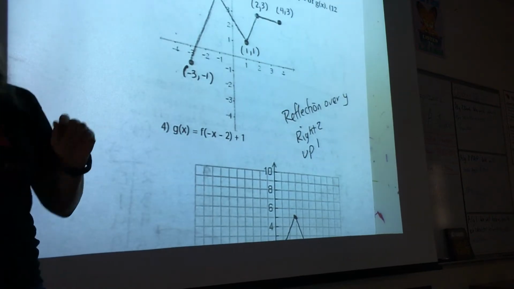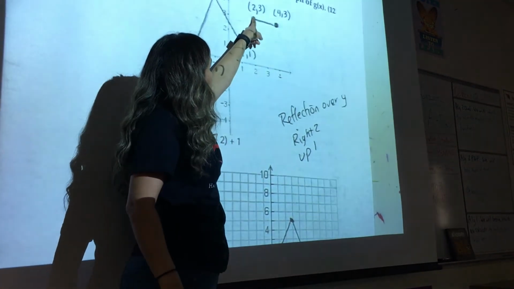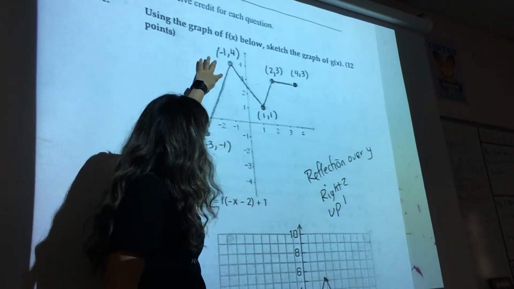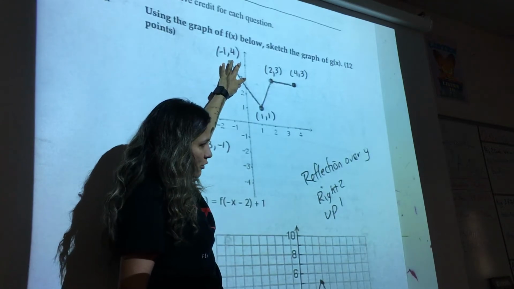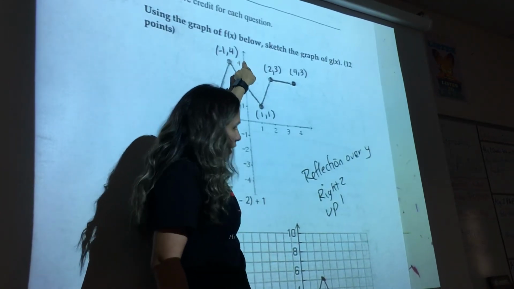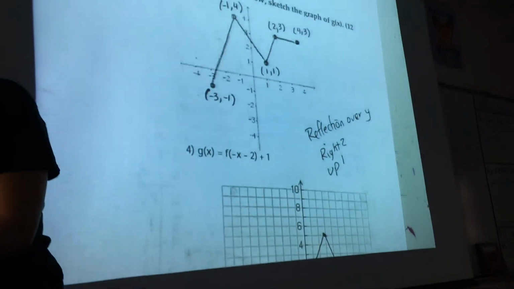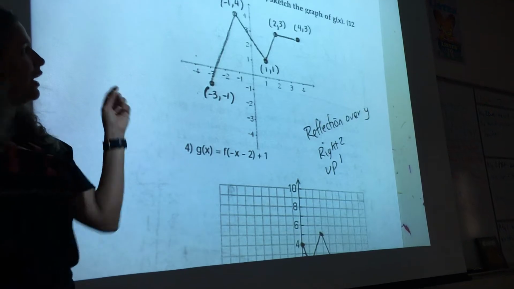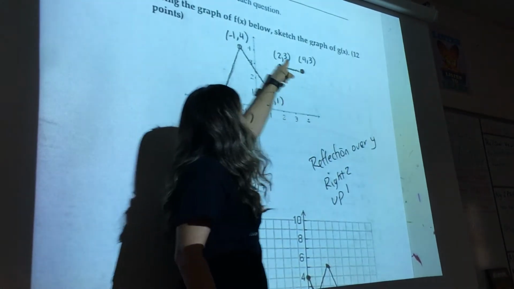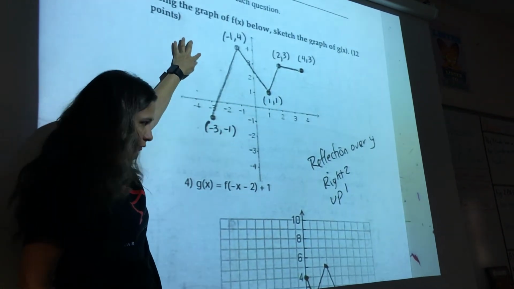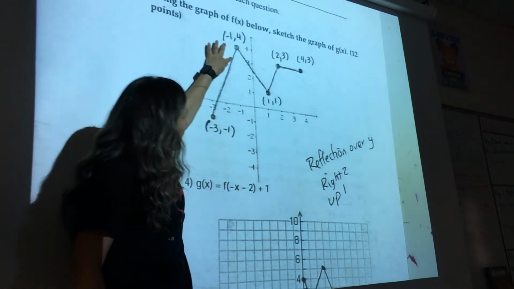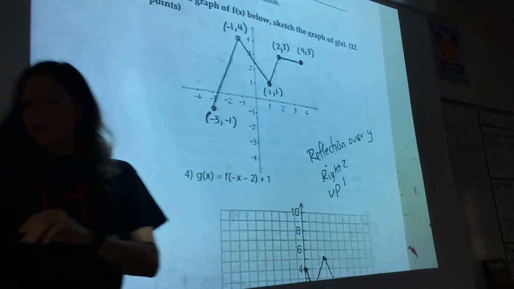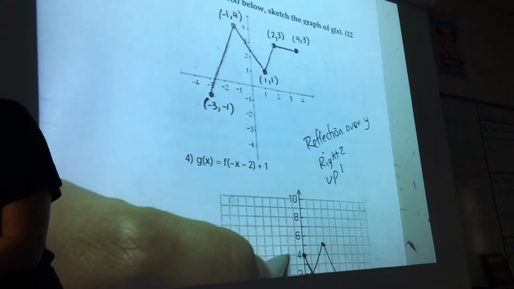Next point is 2, 3. So when I reflect 2, 3, it becomes what? -2, 3. I move 2 to the right, so I'm at 0, 3. But then I still have to move up 1, and it becomes 0, 4. Very good. So it's not that bad. You just need to do one at a time. 4, 3, reflected becomes -4, 3. 2 to the right, -2, 3. Up 1, -2, 4. Awesome.